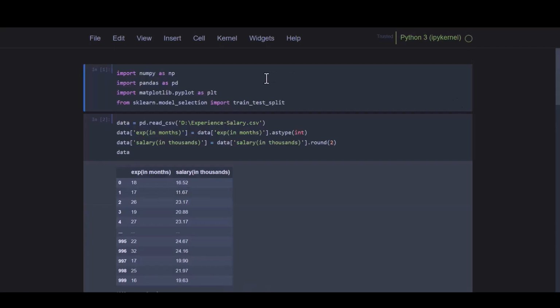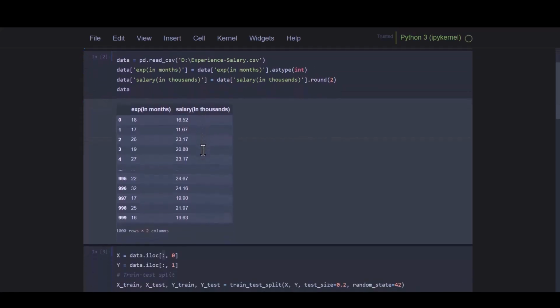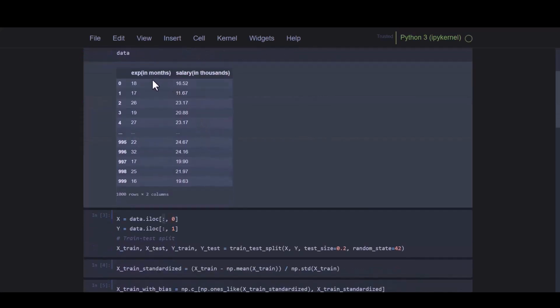Here I will be using an experience-salary data set for our model. Here I have imported the necessary libraries, read the data set using Pandas, and done some operations so that our data set is ready. Here we can see our data set that has experience in months and salaries in thousands.